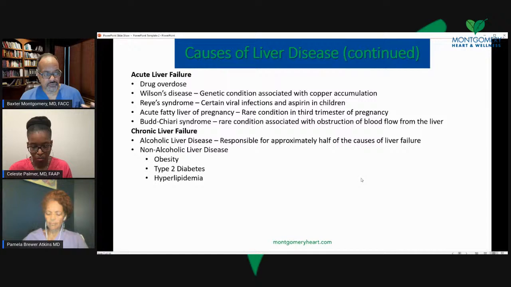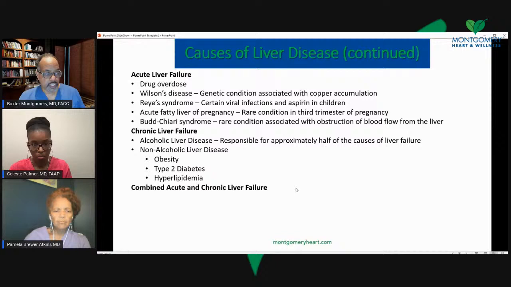And this can convert to non-alcoholic steatohepatitis, excuse me, which is NASH, and which is non-alcoholic liver cirrhosis due to non-alcoholic liver disease. And I'm going to get into that in a minute. Combined acute and chronic liver failure, heart failure, there it is. Now that's in red with an asterisk.